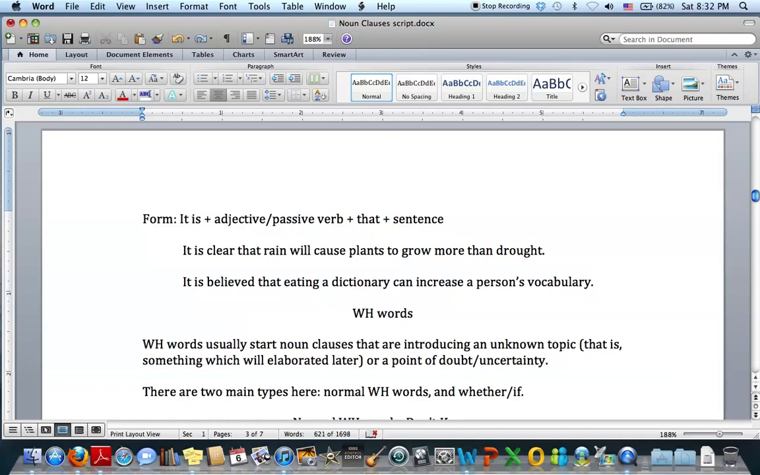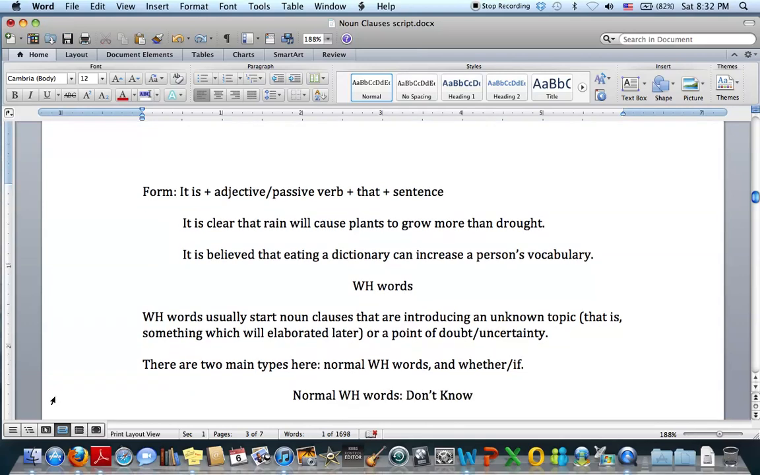The other thing that they do is they talk about doubt or uncertainty. And if we look at them, there's two main types. Just like we talked about earlier, there are normal WH words, so who, what, where, when, why, how, and then there's whether/if right here. These ones talk about doubt. These ones normally talk about topic. So let's take a look at them.